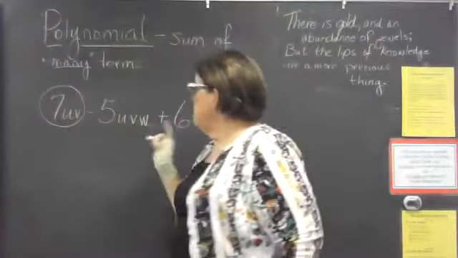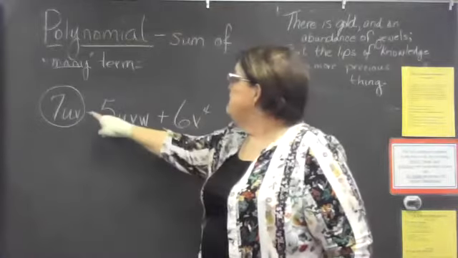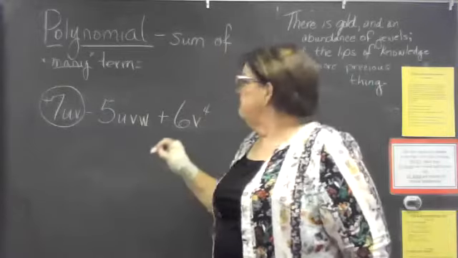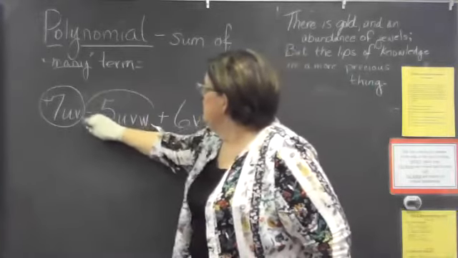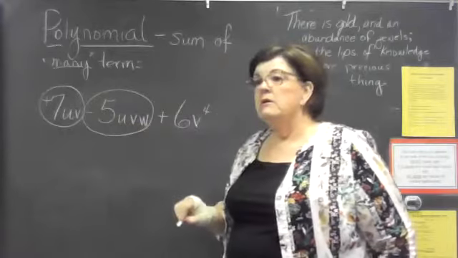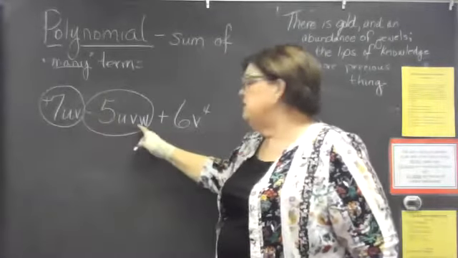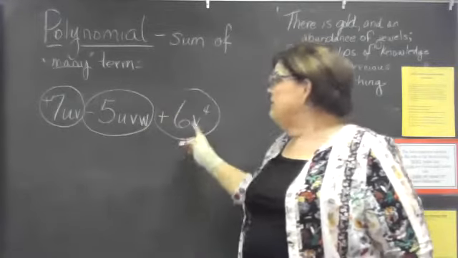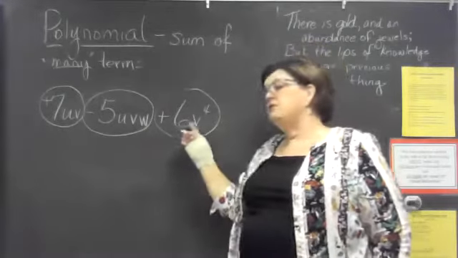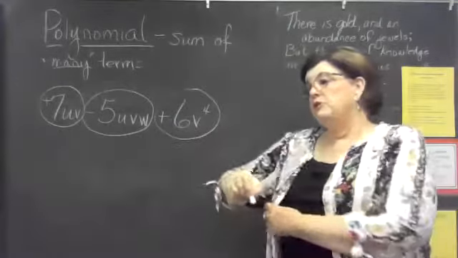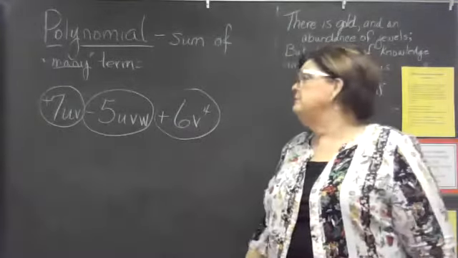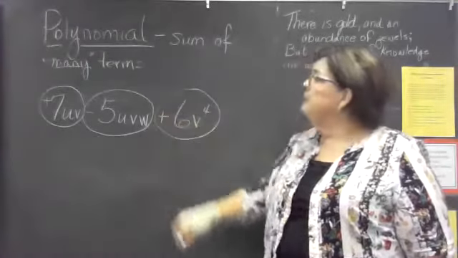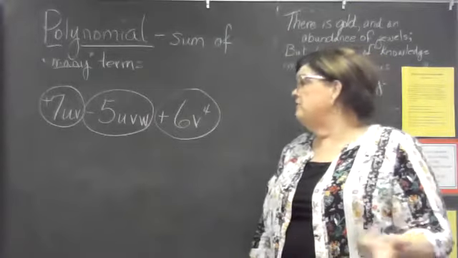The one thing that I want to make sure that you're aware of is to include the sign. Since there's nothing here, that's a positive. This term and this sign go together. So it's a -5uvw. And this is a term, a positive 6v to the 4th. Y'all see how we do terms? It's got 3 terms. Okay, we're going to name our polynomials by how many terms they have in just a little bit.